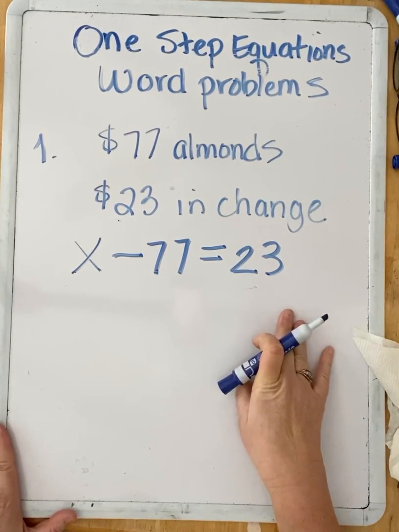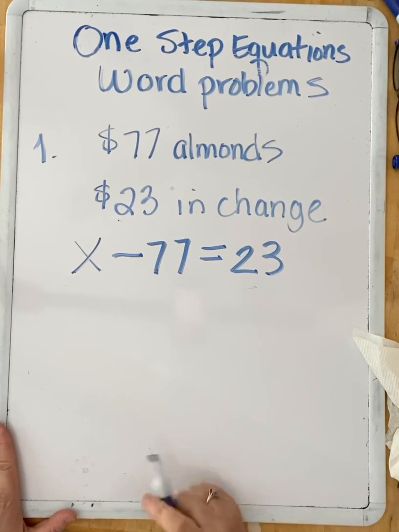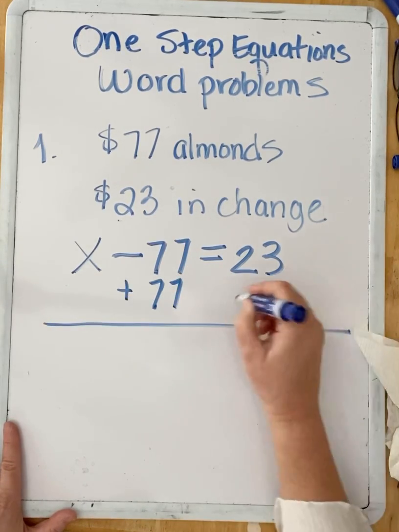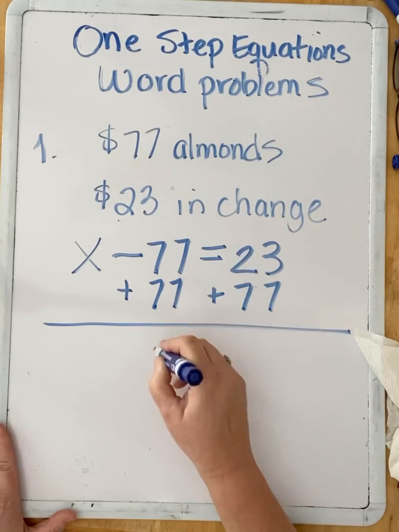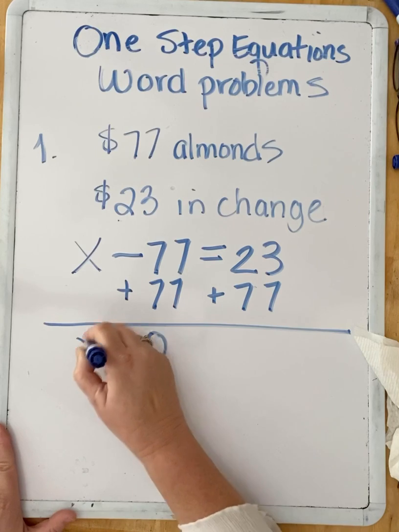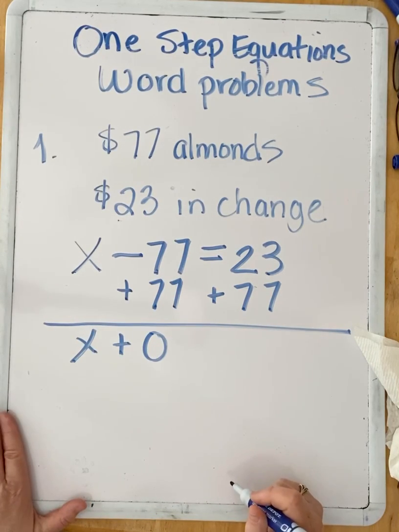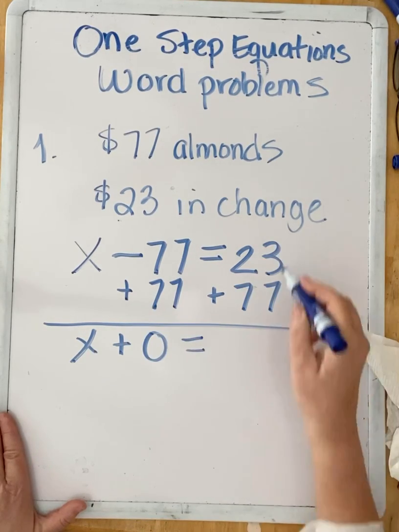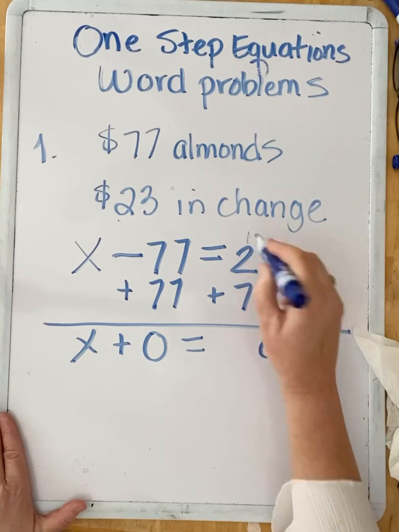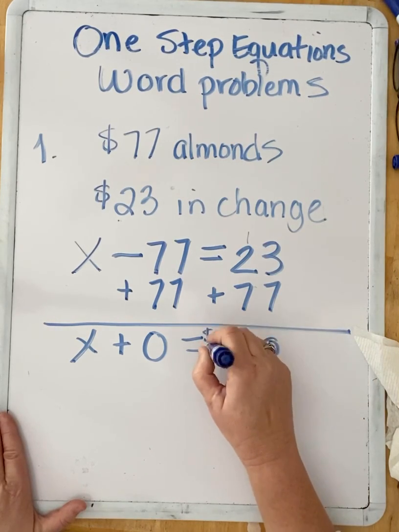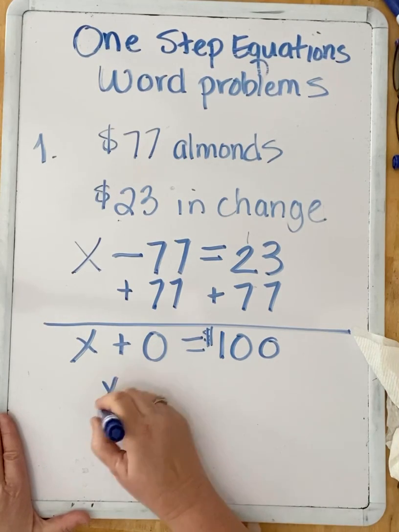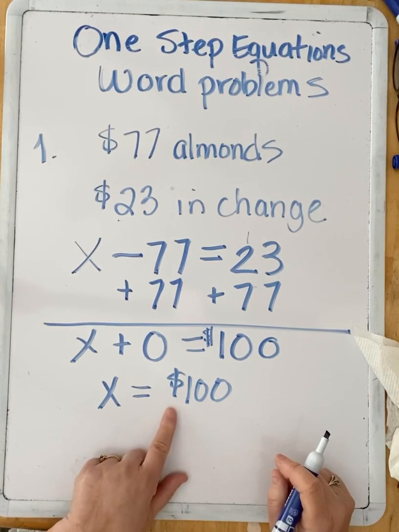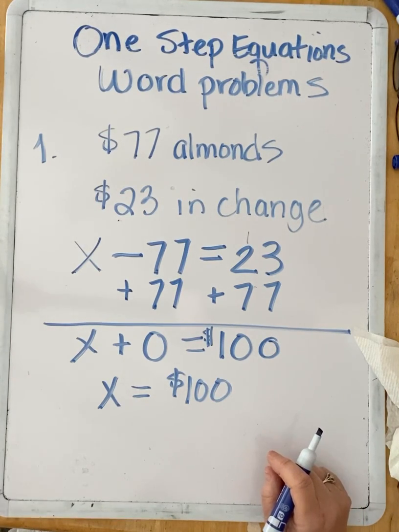In order to solve the equation, to find X, which is usually the point, this is subtraction. I'm going to use addition because I want to create that 0, that identity property of addition. And then, whatever I did to this side, I had to do to this side. So now I'm going to add these together. So that's 100. Okay, so she gave them $100. So X equals $100.